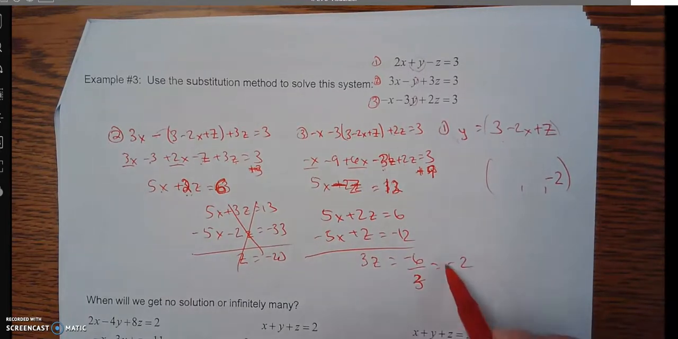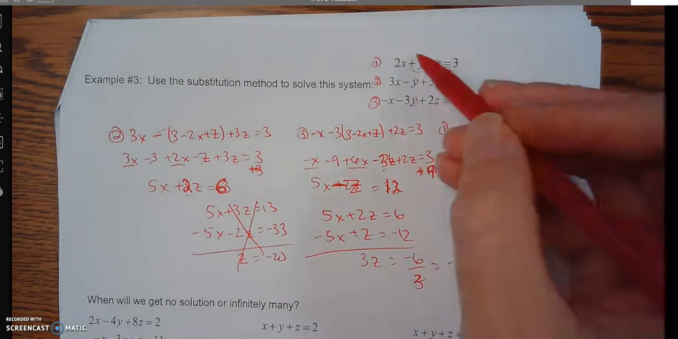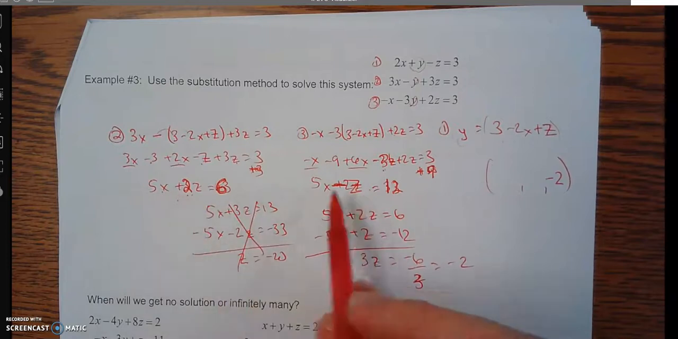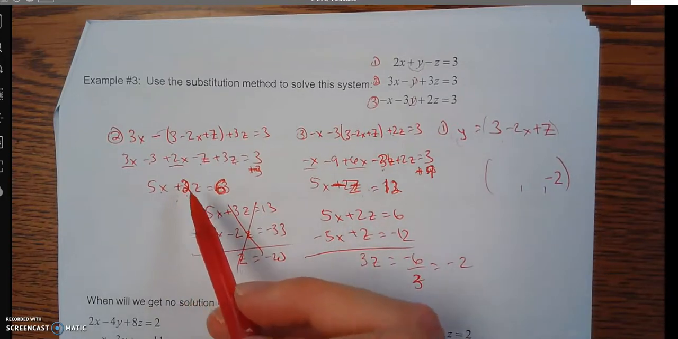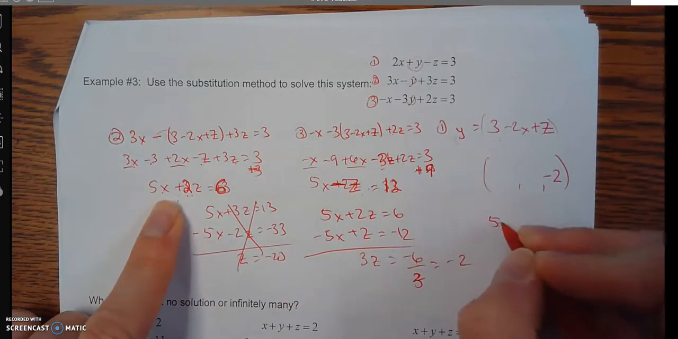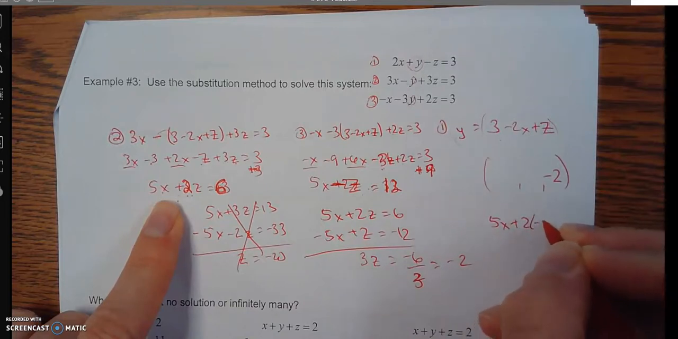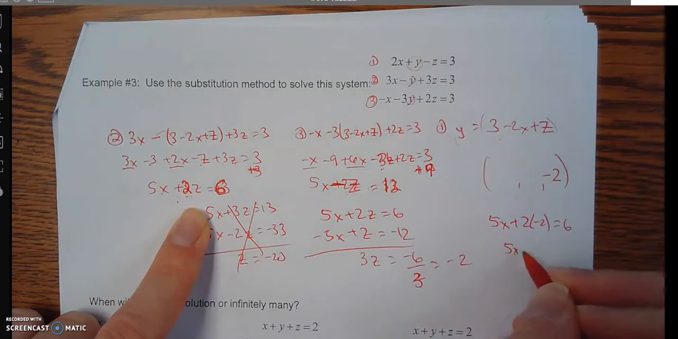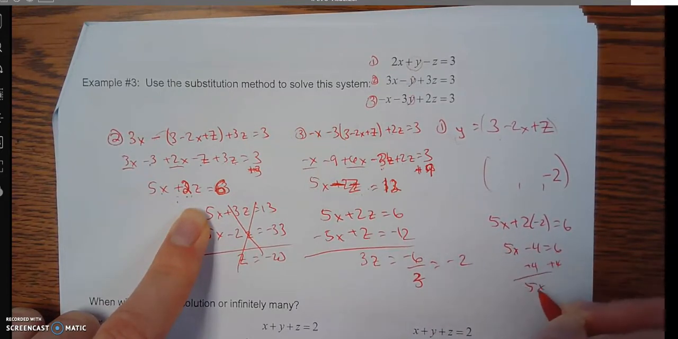Now, since I have one of my variables, I want to look for an equation with two variables. None of these are going to work. I need to choose one of these two. Okay, up to you, doesn't matter. Maybe I can see this one better, so I'm going to go 5x plus 2 times negative 2 equals 6. So 5x minus 4 equals 6, plus 4. So 5x would equal 10. So that means x is 2.